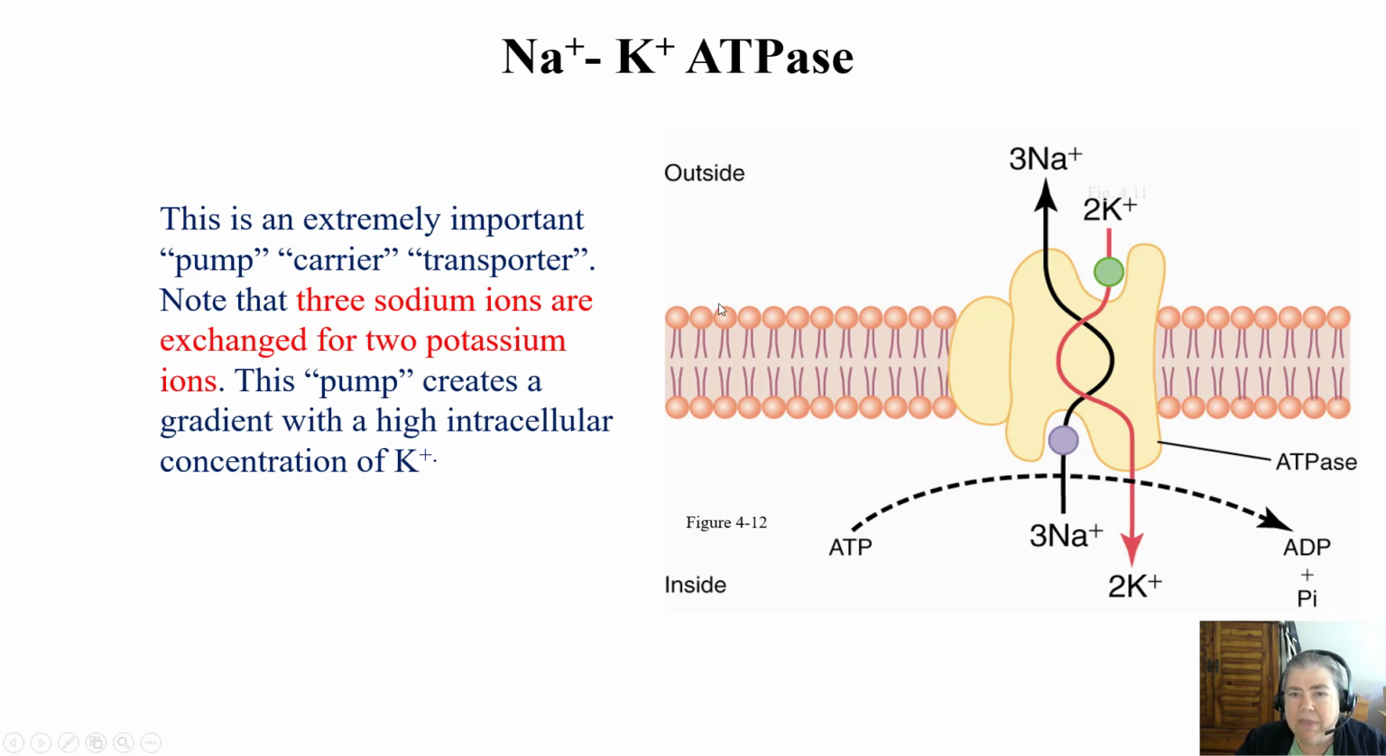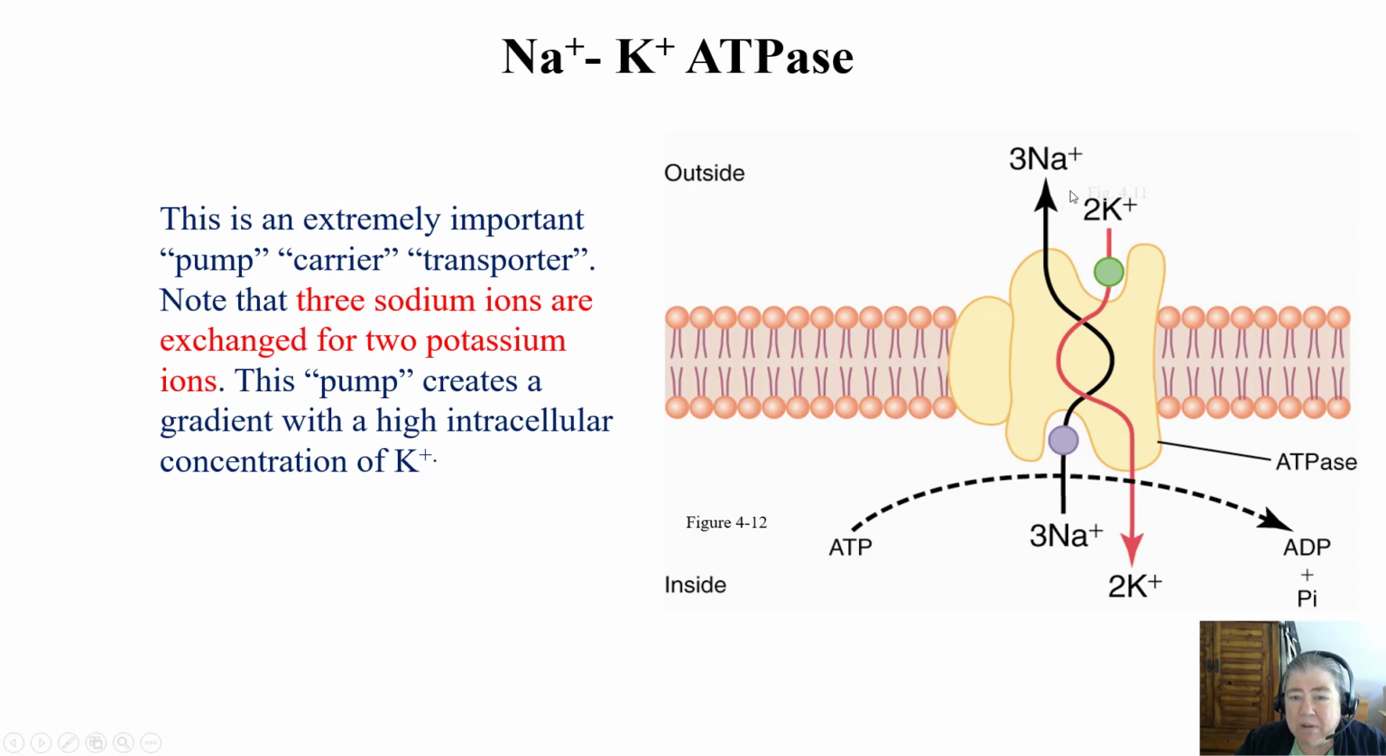Okay, so that creates the gradient of high potassium inside the cell and high sodium outside the cell. Low sodium inside the cell and low potassium outside the cell.